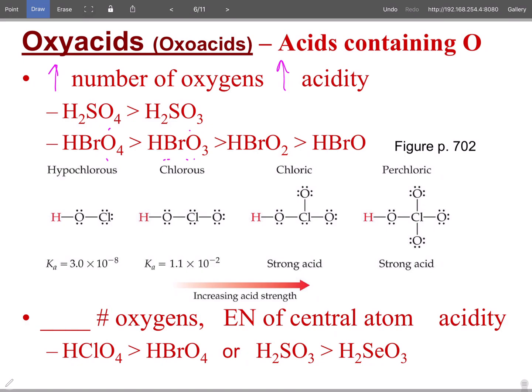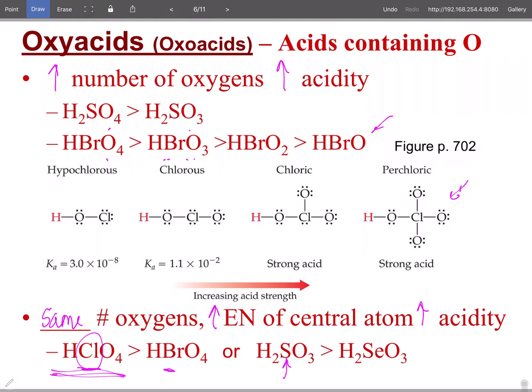So we've done this here. I've listed bromine. These are all chlorine. So as you increase the number of oxygens, you increase the acidity. Okay, if you have the same number of oxygens, you look at the electronegativity of the central atom. As the electronegativity increases, the acidity increases. So if you're looking at HClO4 and HBrO4, then they're exactly the same number of oxygens, but chlorine is more electronegative, so this acid is actually stronger.